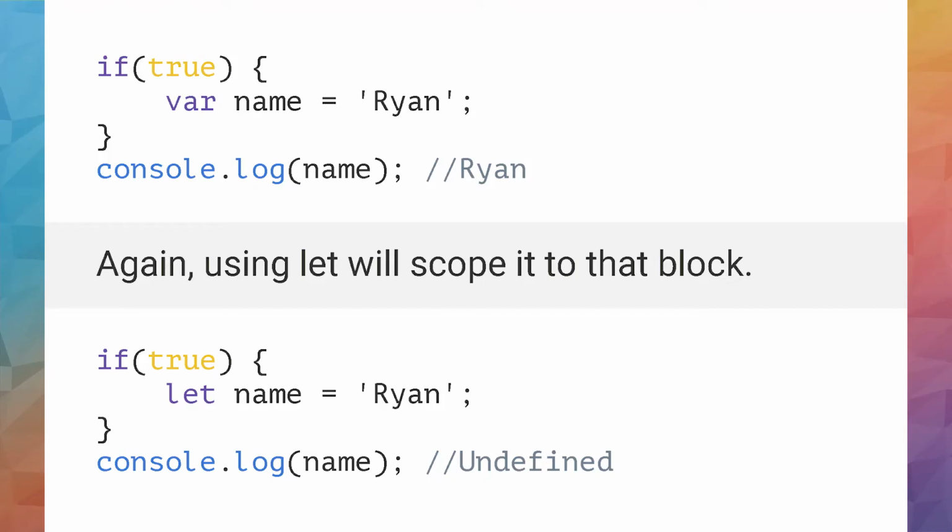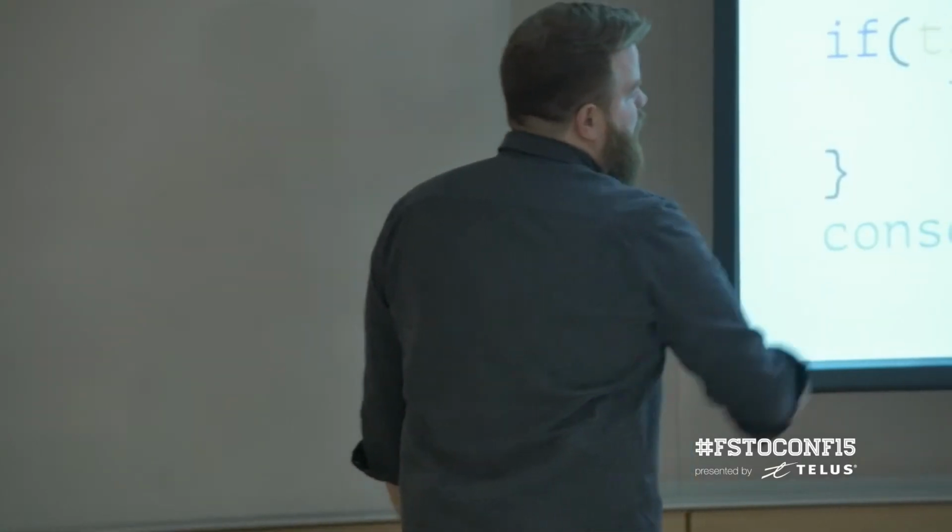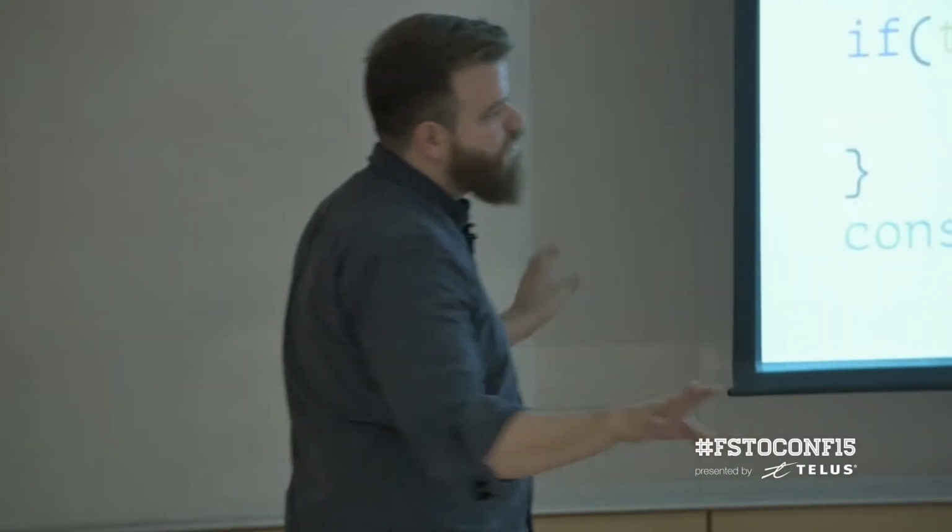So again, if you did something like this, if true, var name equals Ryan, you would maybe assume a name outside of that would be undefined. Nope, it's not how that works. But if you say let name equal Ryan, because it's inside of this block, we're good to go.